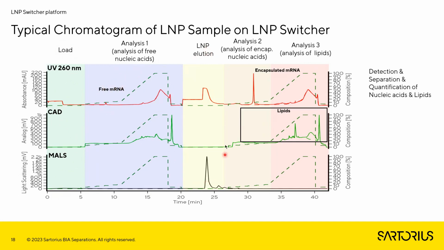Then in the third part of the chromatogram, LNPs are eluted from the first column, the OH column, and they can be really nicely detected using the multi-angle light scatter detector. In the fourth part of the chromatogram, the analysis of encapsulated nucleic acids is present. We can see a really nice peak representing the encapsulated nucleic acids. And for the last part of the chromatogram, we analyze the lipid composition of these LNP samples.